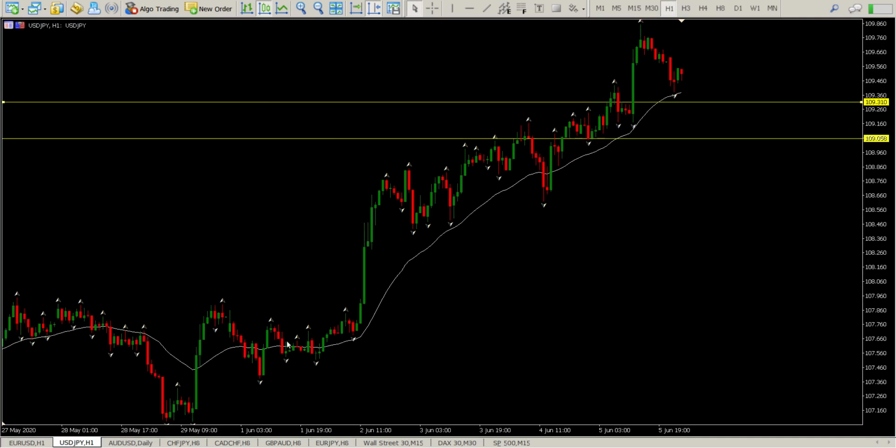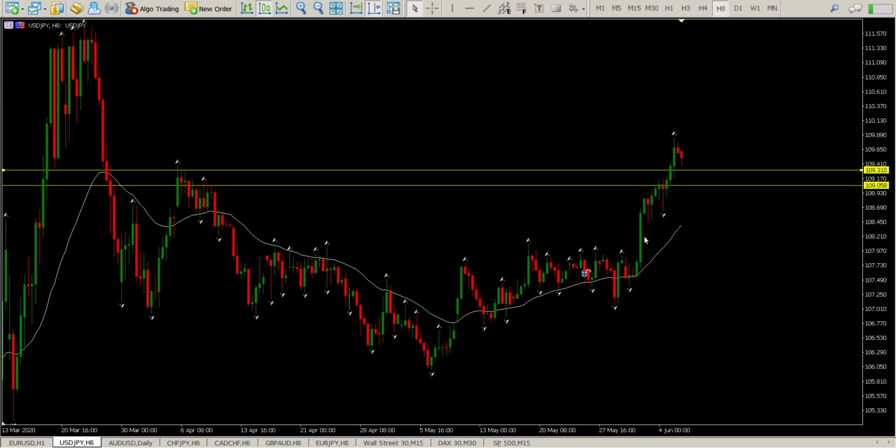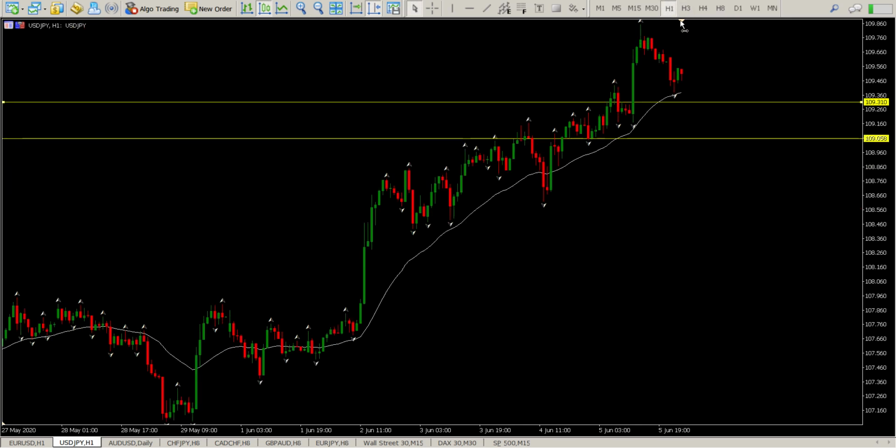US dollar, Japanese yen, exactly the same scenario. Come to the 8 hour, we have flipped. We had this rounding bottom, inverse head and shoulders. That target has been realized, so I'll be looking for an area of support. If you look to the left, you can see major levels that we've broken through. Those levels are drawn in right now, and we are waiting for price to come back onto those areas.